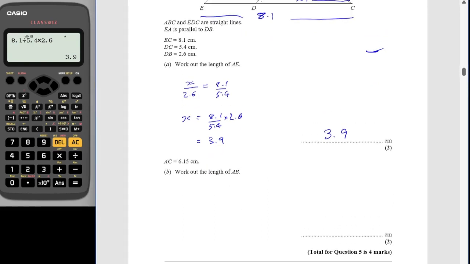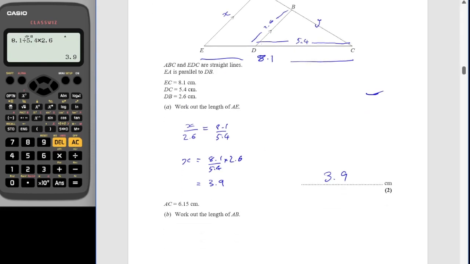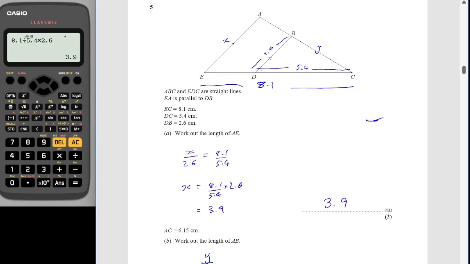Okay, part B, work out the length of AB. So this is the length that we're having to work out for part B. We can't do that directly. We've got to work out this length first of all. So I'm going to say that y over... sorry, I've missed off this piece of information. 6.15 is the full length.